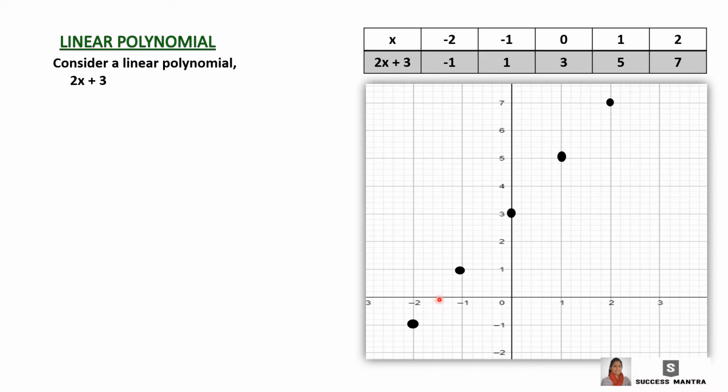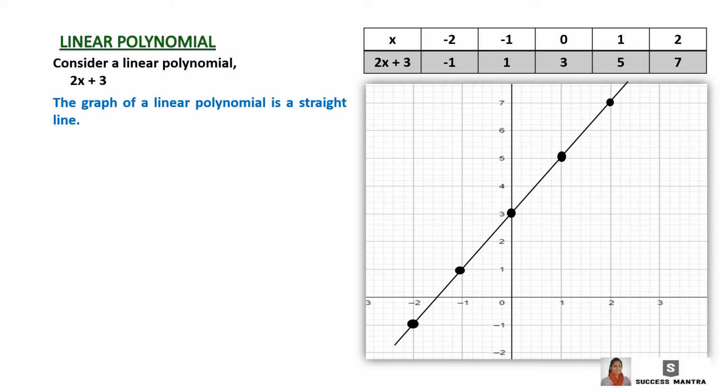Now we need to join all the points and see how the graph looks. By joining the points, we will get a straight line. So we can conclude that the graph of a linear polynomial is always a straight line.